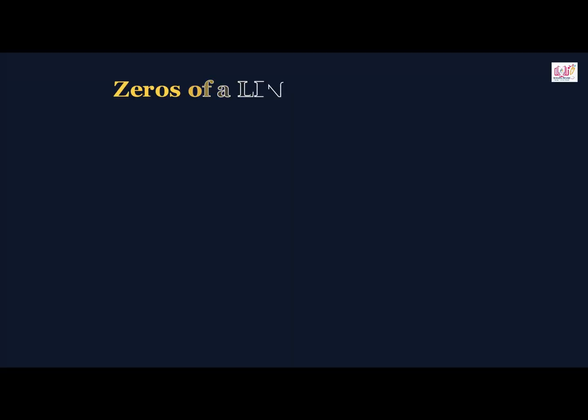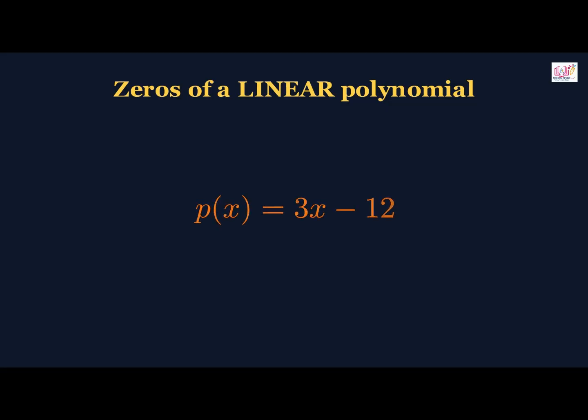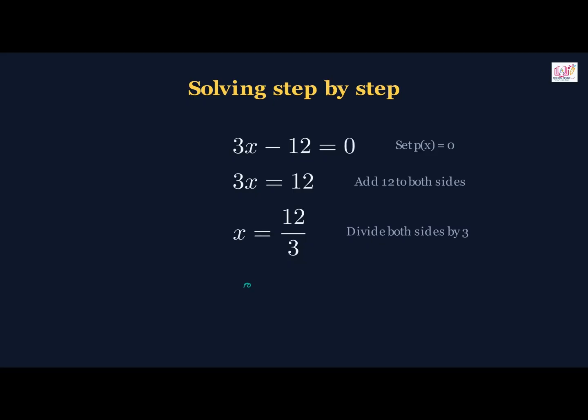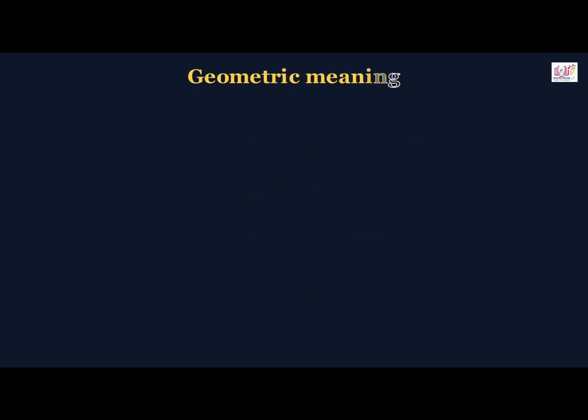Let us start with the simplest case. A linear polynomial. Consider p of x equals 3x minus 12. To find the zero, we ask, what value of x makes this equal to 0? Set the polynomial equal to 0. 3x minus 12 equals 0. Add 12 to both sides. 3x equals 12. Divide both sides by 3. x equals 4. So the zero of the polynomial 3x minus 12 is x equals 4. That is the only value of x that makes this polynomial become 0.